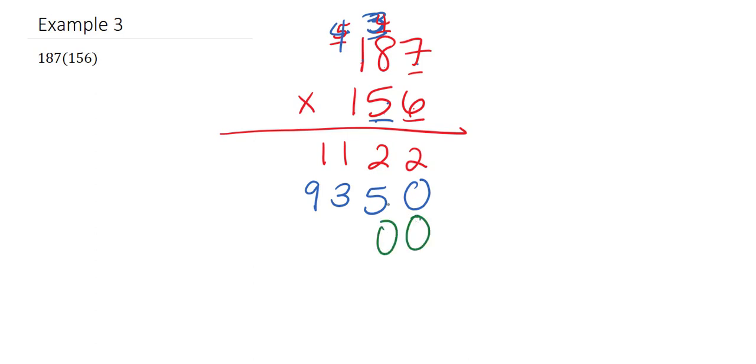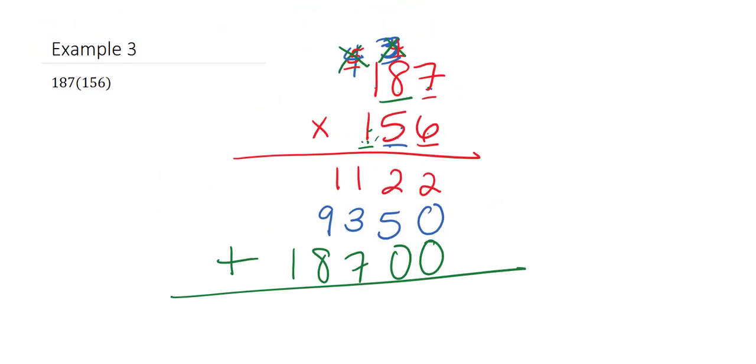Now we have 2 zeros before we get to the 100. So then we can start with the 1. 1 times 7 is 7. 1 times 8 is 8. 1 times 1 is 1. And now we just go ahead and add these up.